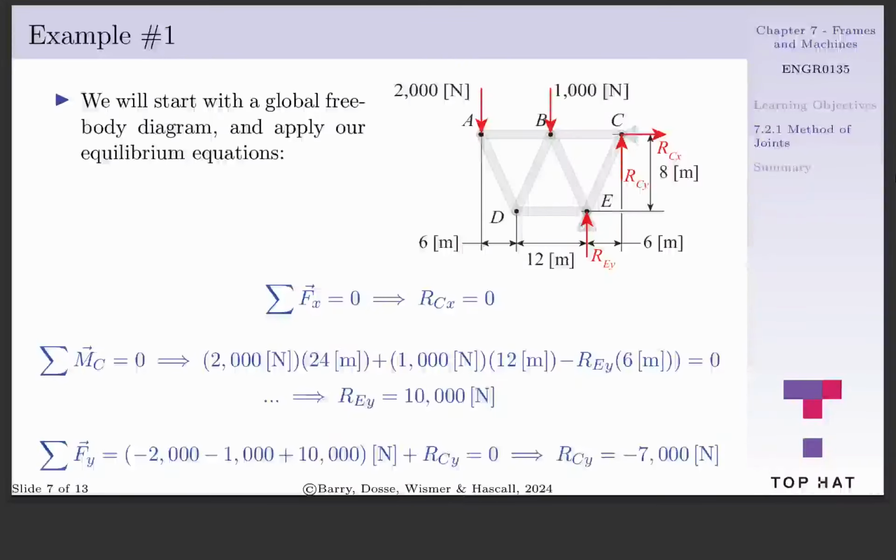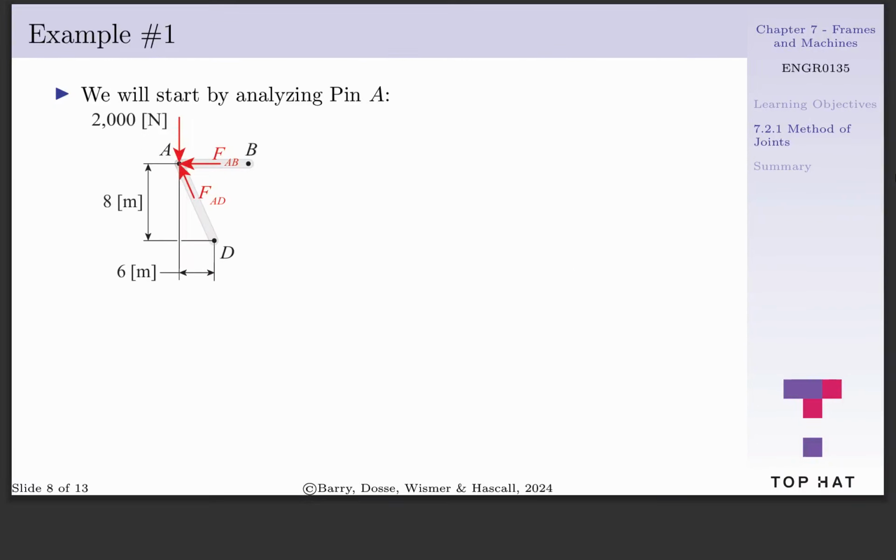Lastly, we'll take the summation of forces in the y direction, which equals negative 3,000 newtons due to the applied loading, plus 10,000 newtons acting in the positive y direction due to REY, plus RCY, the reactionary force at the pin. We find RCY is equal to negative 7,000 newtons. Now that we've solved for the reactionary forces, we can start by analyzing each pin individually.